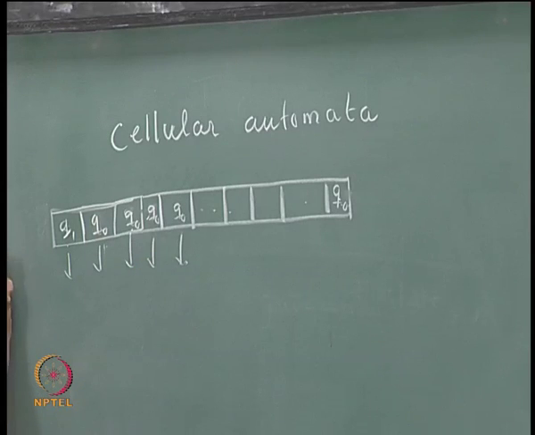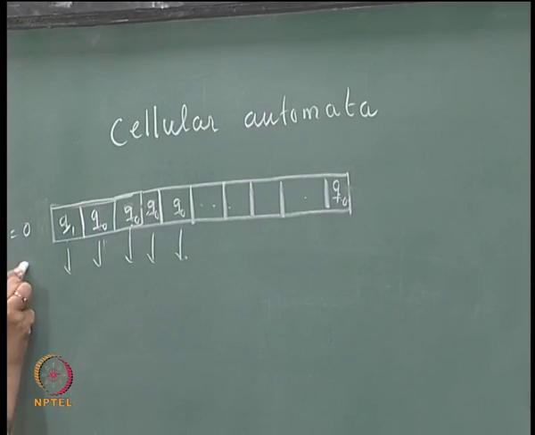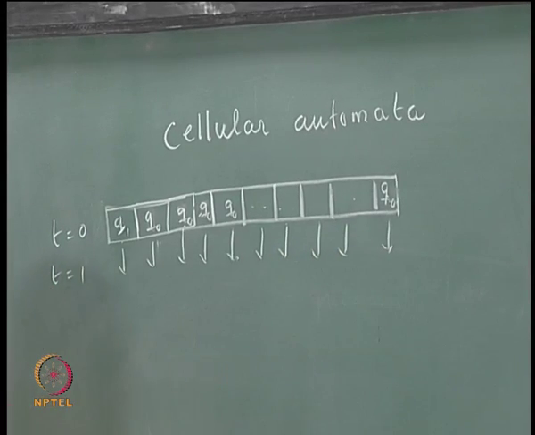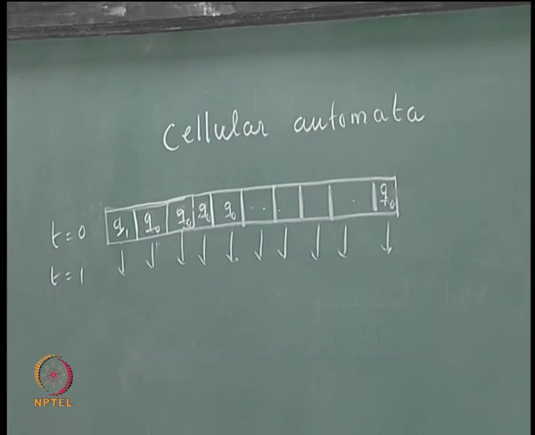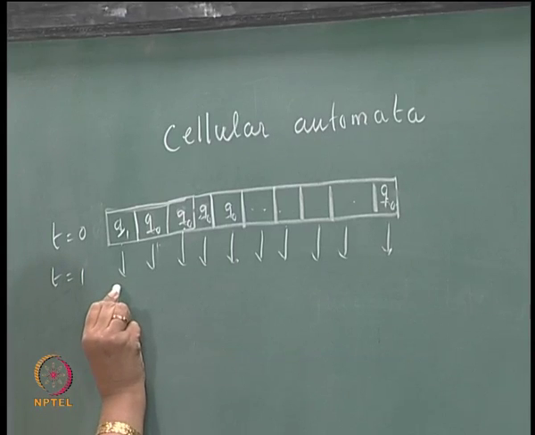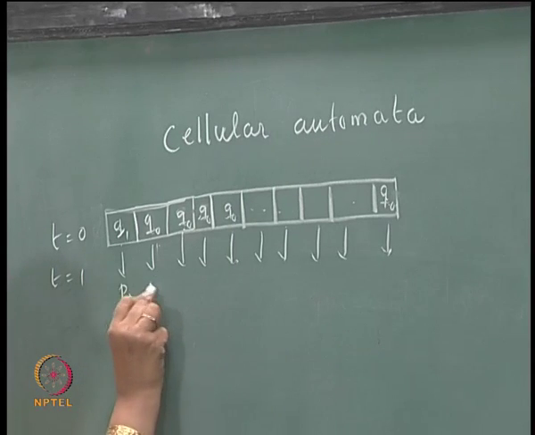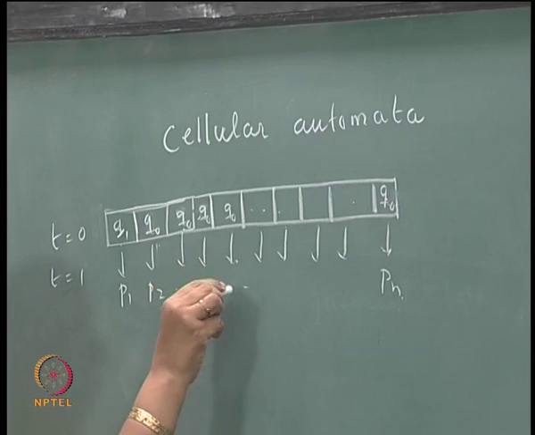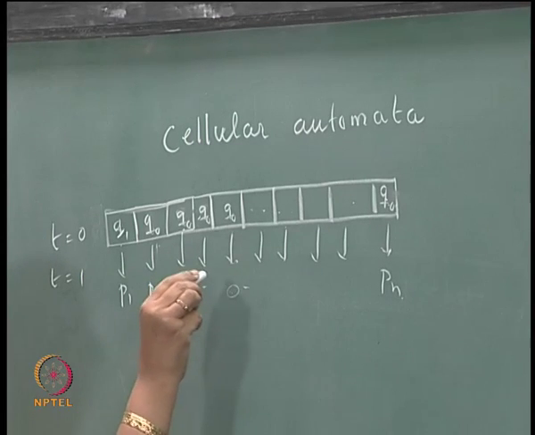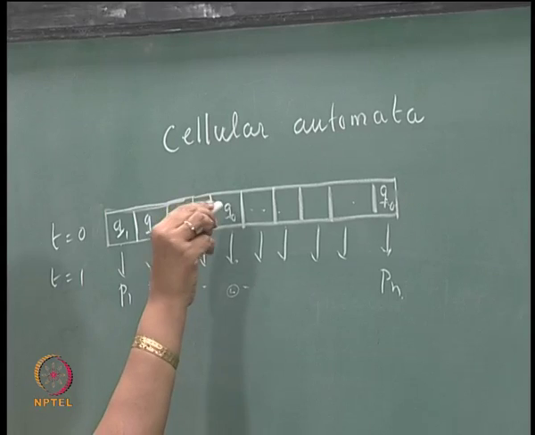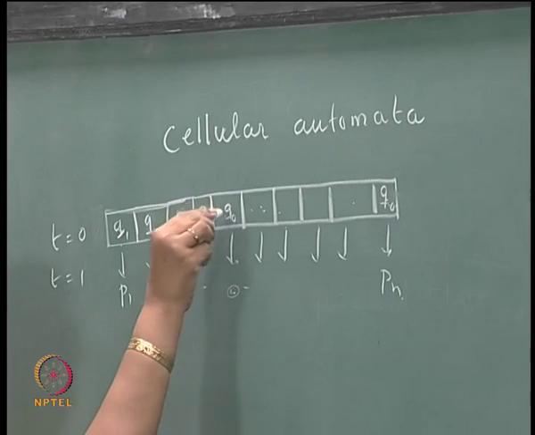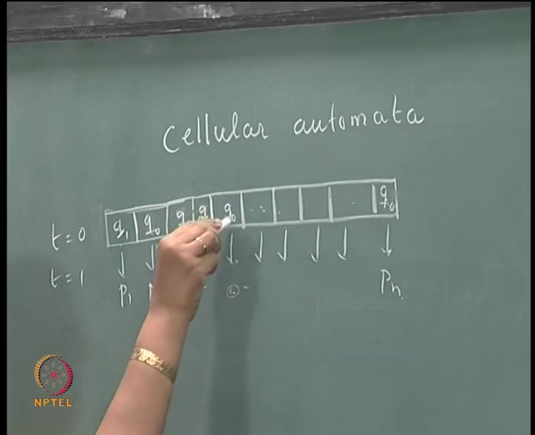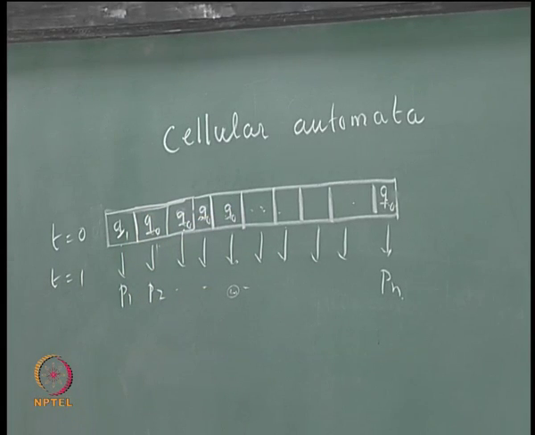This is time t is equal to 0. At time t is equal to 1, everybody will change the state. So, in the next instance, they will be say P1, P2, Pn. The state of any particular cell is changed because of its left neighbor and right neighbor. Depending upon its own state, left neighbor, right neighbor, it changes state. So, all of them change state simultaneously.